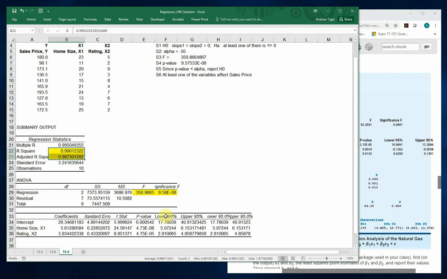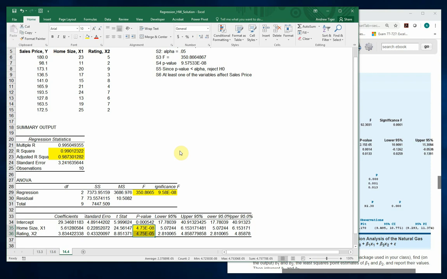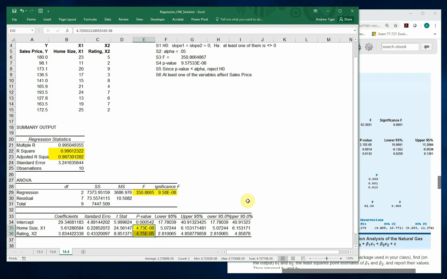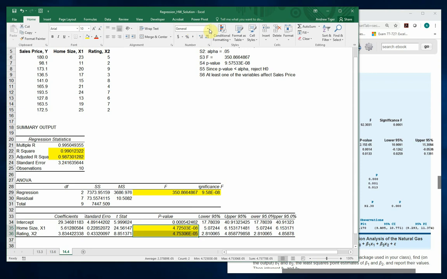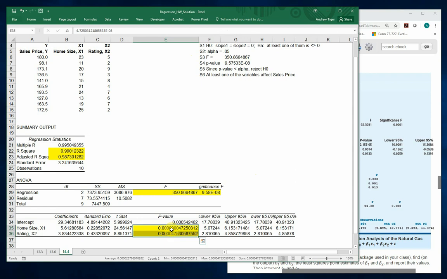Then we go down and look at the individual p-values. We look at both of these. The one that's smaller is the one that's the most important. Let me not show these in scientific notation. Let's put these in regular numbers and put a lot of decimals. There you go. You can see this number is much smaller than this one. So that means that home size is more important than rating.